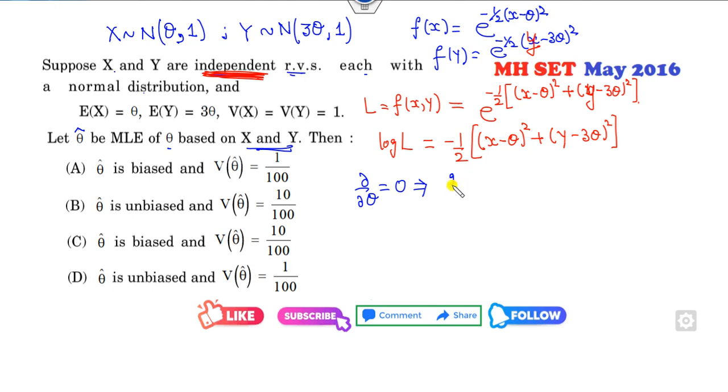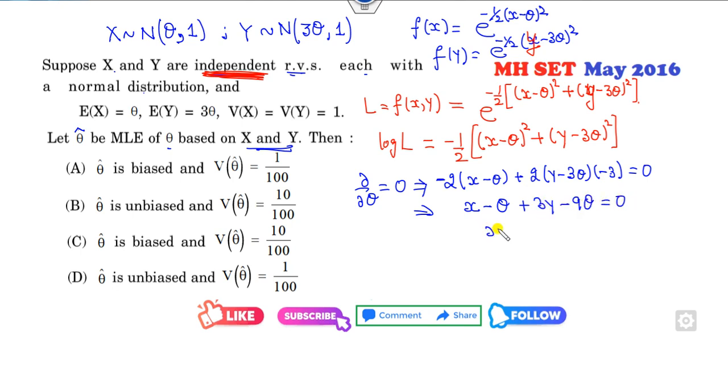So this half, I can cancel out the negative, and from here it is twice y minus 3 theta into minus 3 theta is 0. So minus of 2 I can cancel out, it is x minus theta, plus 3y minus 9 theta is 0. So it means x plus 3y over 10 is my theta, and this is the MLE of theta. Fine. So this is my theta cap.